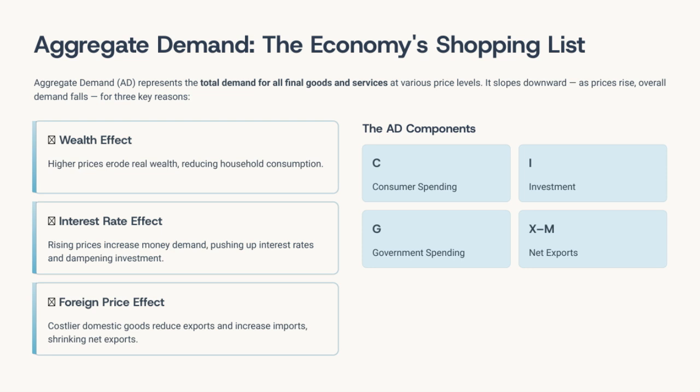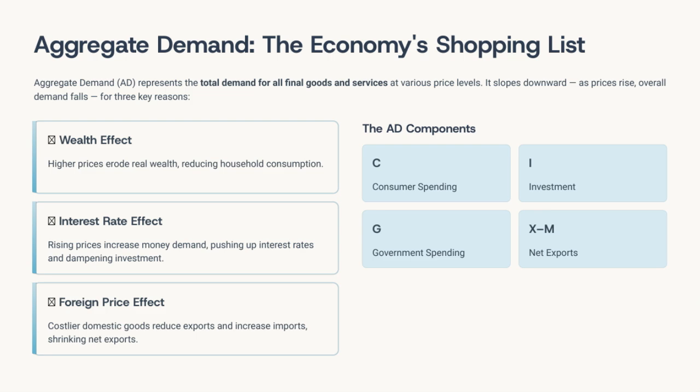Now, let's understand how these components relate to the overall curve of aggregate demand. The AD curve slopes downward because, as prices increase, the total demand for goods and services tends to fall. This happens for three main reasons. First, the foreign price effect reduces net exports when domestic prices go up.